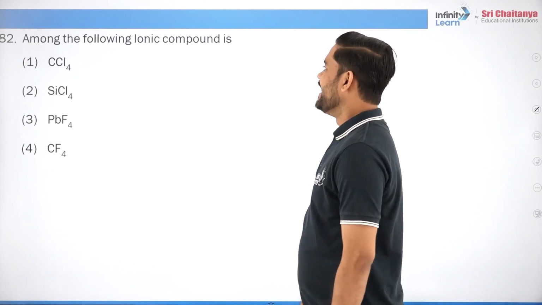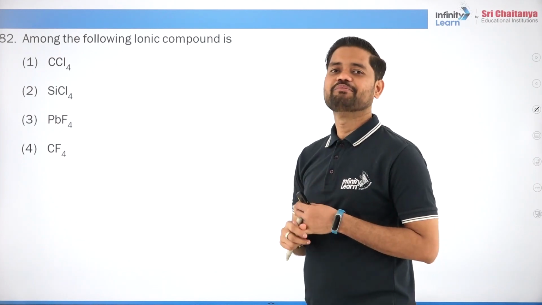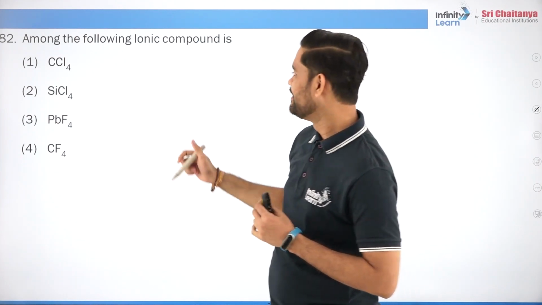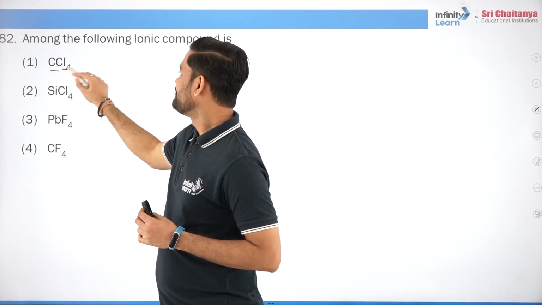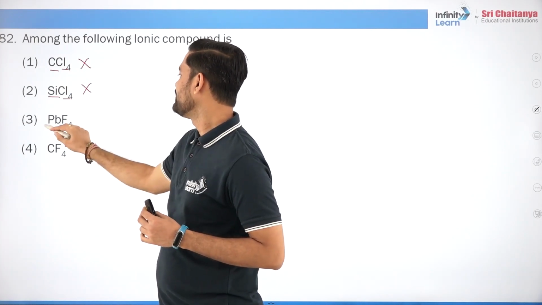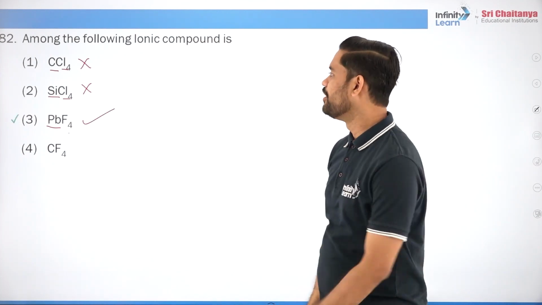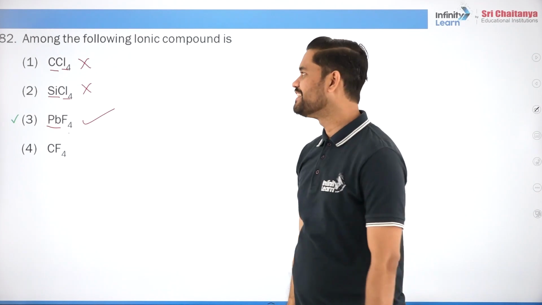82. Which of the following is an ionic compound? For an ionic compound, there has to be a metal and a non-metal. Non-metal with non-metal is not the right answer. Metalloid with non-metal is not the right answer. Lead is a metal, fluorine is a non-metal, and the right answer is this. So for 82, option 3.